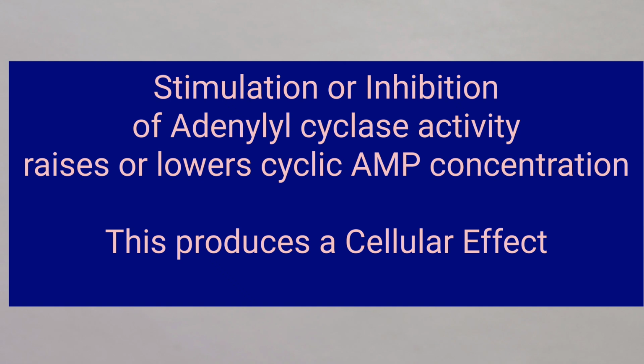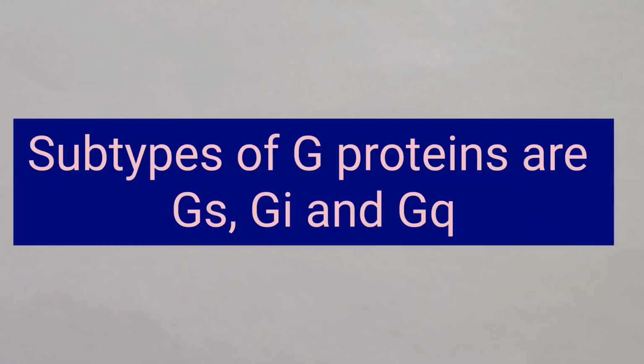Many different drugs, hormones and neurotransmitters act on G protein coupled receptors and produce their effects by increasing or decreasing the catalytic activity of adenylyl cyclase, thus raising or lowering the concentration of cyclic AMP within the cell. The various subtypes of G proteins are GS, GI and GQ. GS is the stimulatory G protein and GI is the inhibitory G protein.